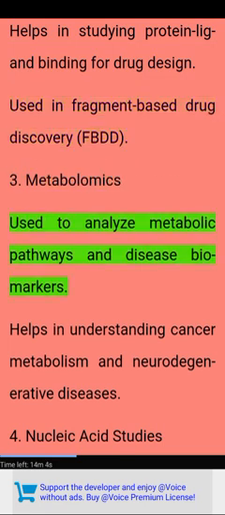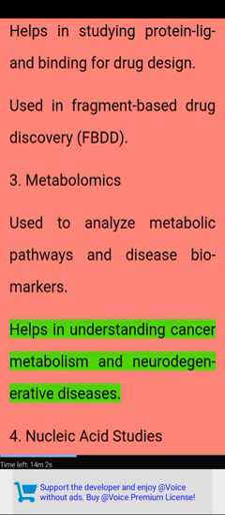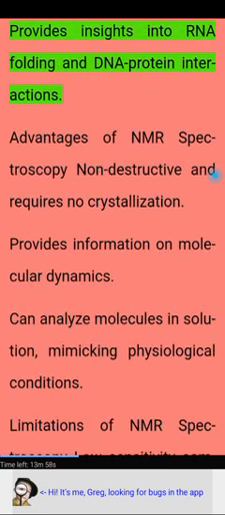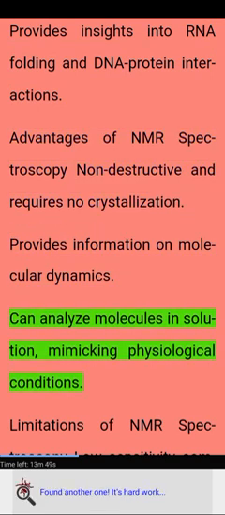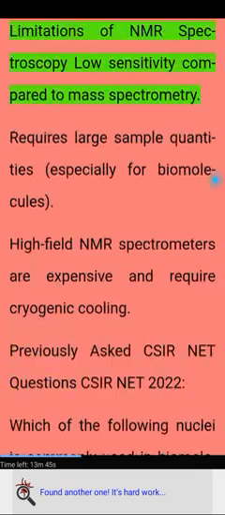3. Metabolomics. Used to analyze metabolic pathways and disease biomarkers. Helps in understanding cancer metabolism and neurodegenerative diseases. 4. Nucleic acid studies. Provides insights into RNA folding and DNA-protein interactions. Advantages of NMR spectroscopy: non-destructive and requires no crystallization. Provides information on molecular dynamics. Can analyze molecules in solution, mimicking physiological conditions.